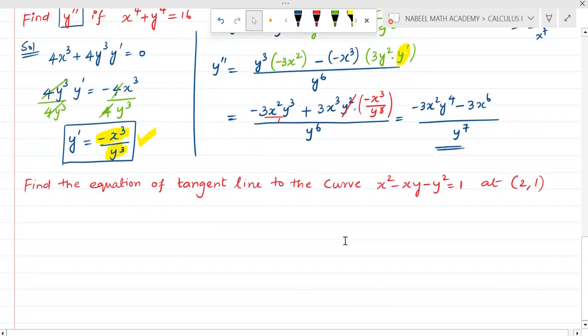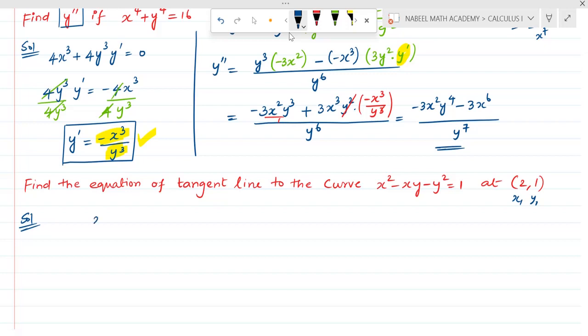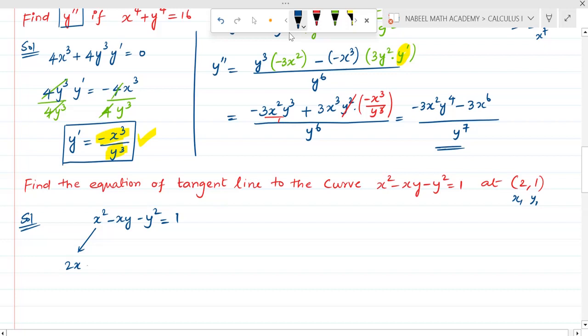And the last question is to find the equation of a tangent line to the curve. Similarly, here this is x1, y1. I have to calculate the m by using the implicit function. The given curve is x square minus xy minus y square equals 1. So what are the derivatives here? This is equal to 2x. But what about this part? This is the product rule.